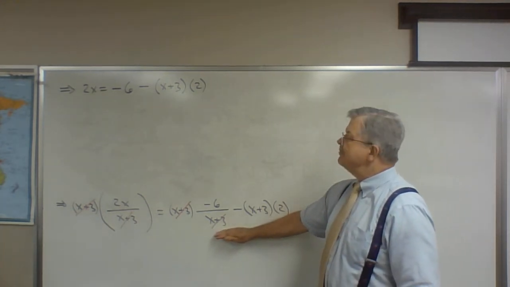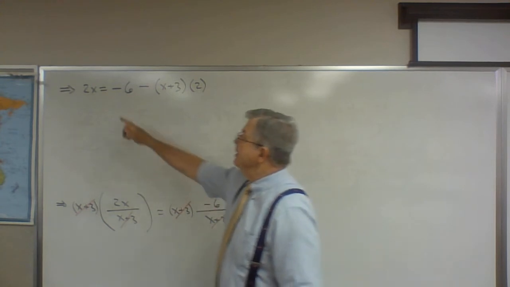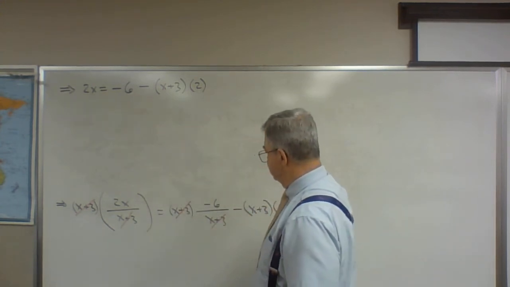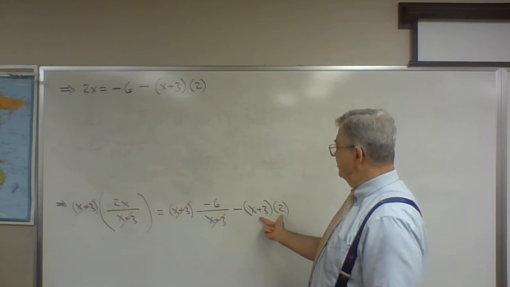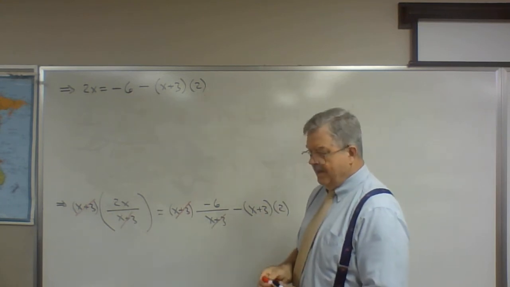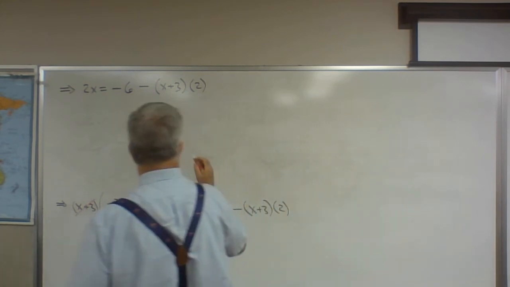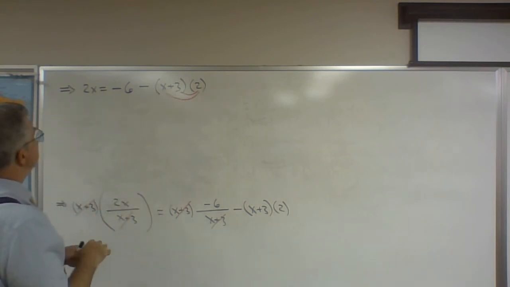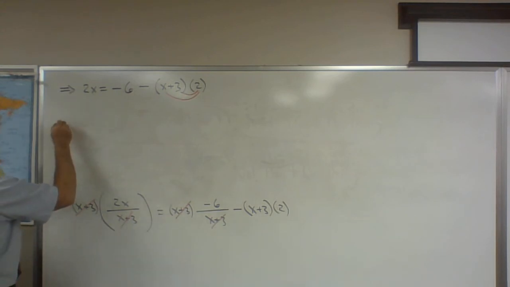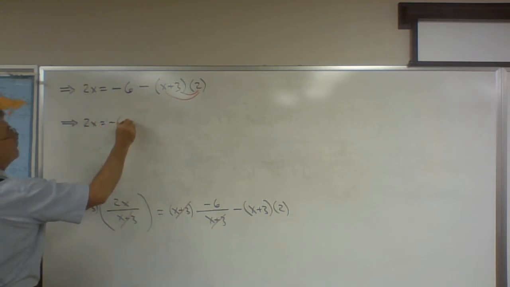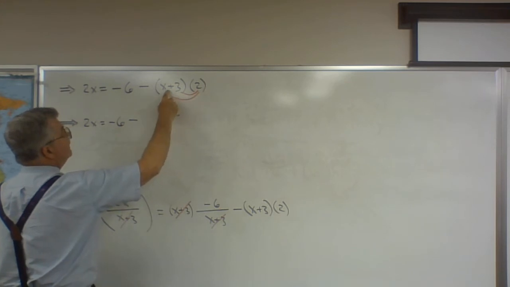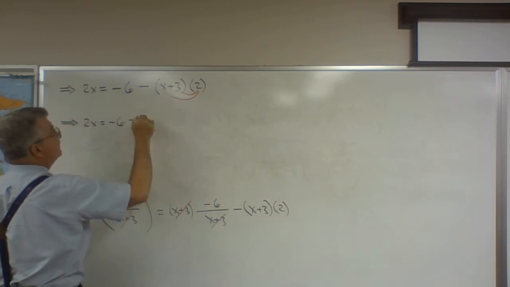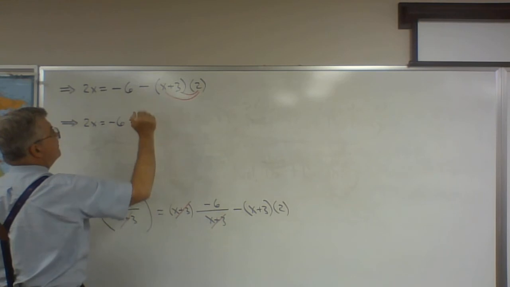After our last set of steps, this is what we have left. 2x equals -6 minus x plus 3 in parentheses times 2. I'm going to use the distributive law again, and I'll distribute this multiplier over the sum of two terms in parentheses. And what do I have? 2 times x is 2x, so we have minus 2x. And 2 times 3 is 6, so we have minus 6.